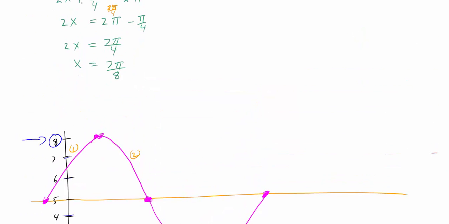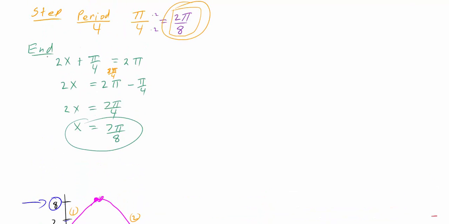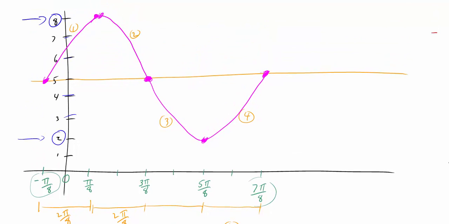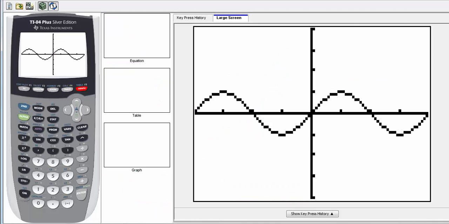And even if we look at the 7 pi over 8 as our ending point of the period, we can see that we started at negative pi over 8 and our graph ended at 7 pi over 8. Now when I say start and end, that means the period. Of course we know that this graph would actually continue the same pattern to the far right and over here to the left. Okay, so now let's look at this on the calculator and see if we did a good job with coming up with the graph.